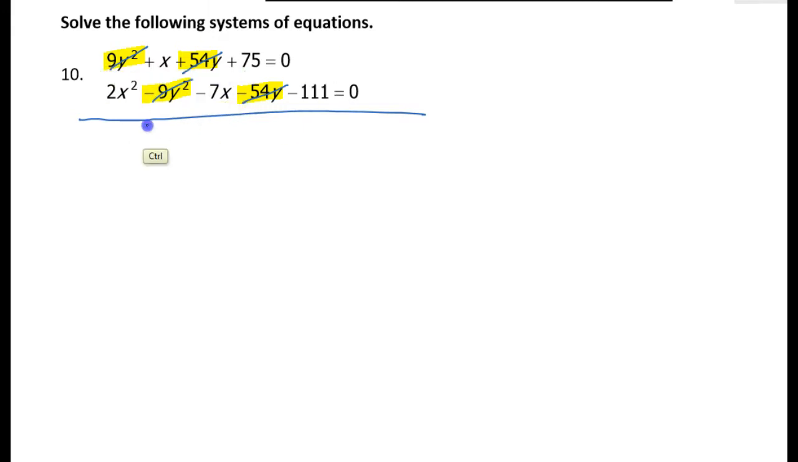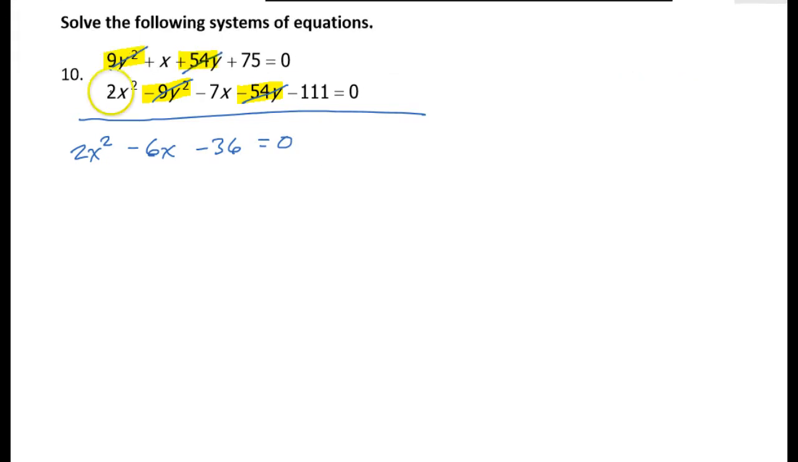So I'm just combining all like terms here. 2x squared has no like terms that go with it, so I'm just going to leave that as 2x squared. X and negative 7x make negative 6x when you put those together. 75 and negative 111, that's negative 36, and of course 0 and 0 make 0. So far we have this.